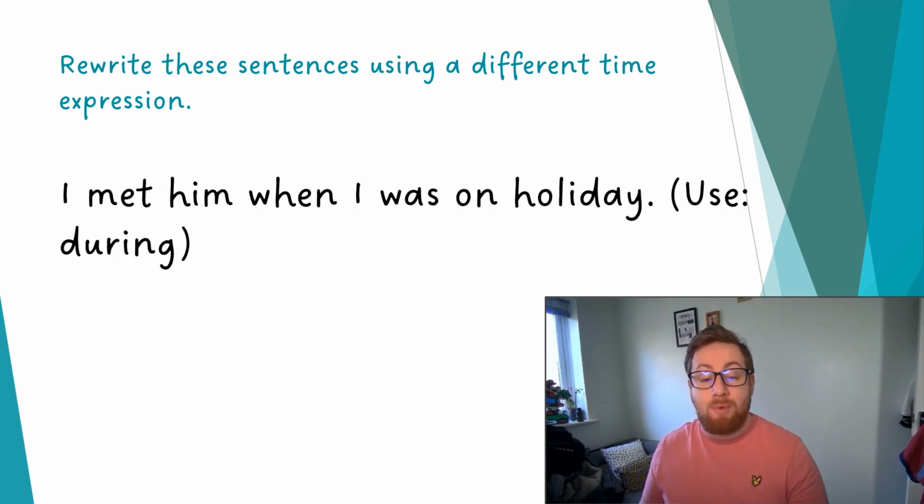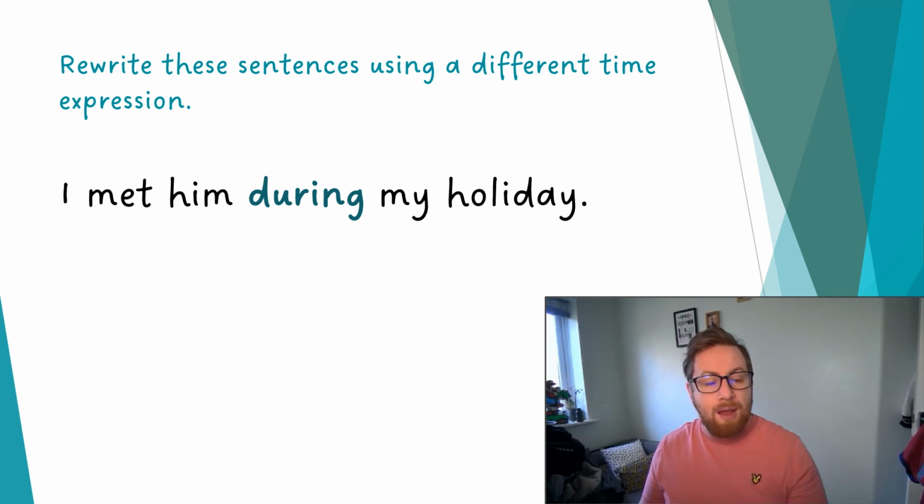I met him when I was on holiday, and we're going to use during. I met him when I was on holiday. What do we think? Some things have got to change in this sentence. I met him during my holiday. So this makes the sentence shorter as well. We have to contract it. And this is the best way to describe how you met him. When did you meet him? During my holiday.